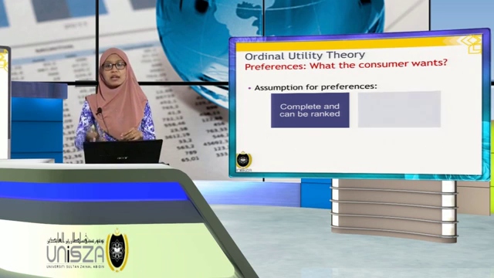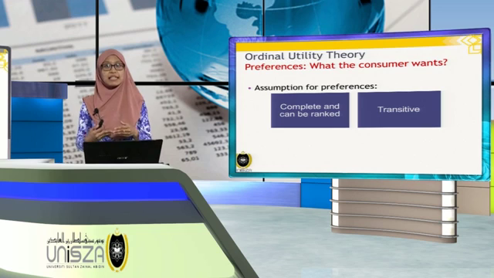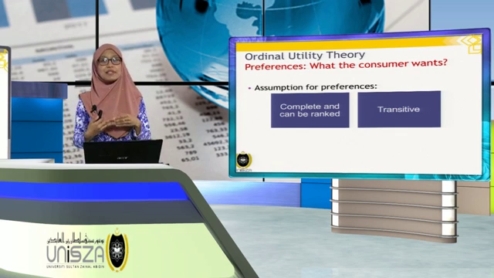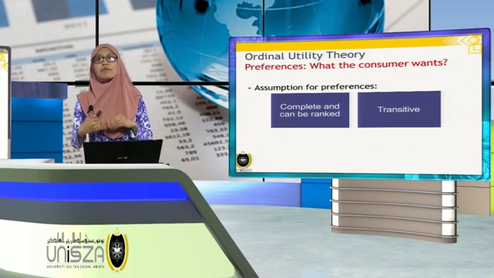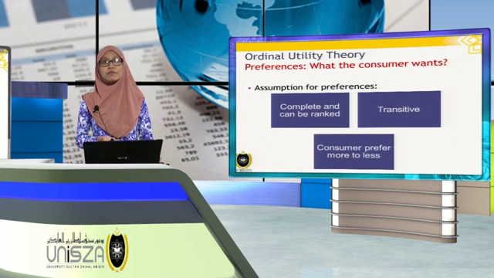The second assumption for preference is that it must be transitive. For example, if I like Pepsi better than Coke, and Coke better than 7-Up, then logically I like Pepsi better than 7-Up. In a sense, this condition simply means that people are rational or consistent in their preferences. And lastly, the consumer prefers more to less.